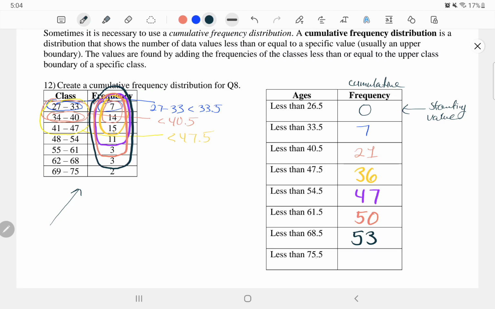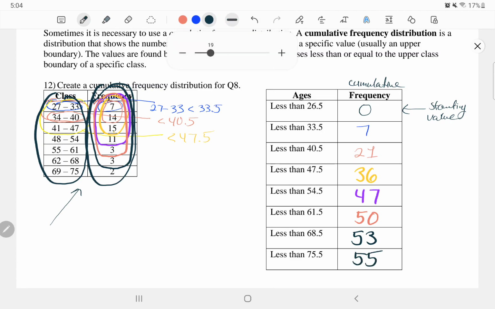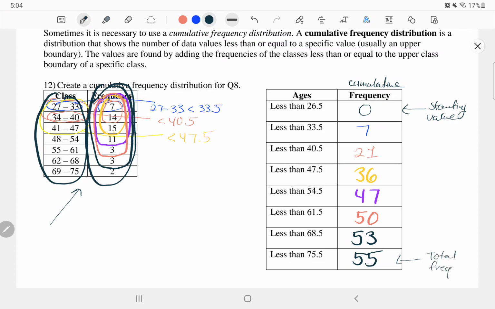And less than 75.5, all these values here are less than 75.5, which means all 55 values are less than 75.5. And the ending value is going to be the total frequency. And that is it for the cumulative frequency distribution. That is how we construct it.